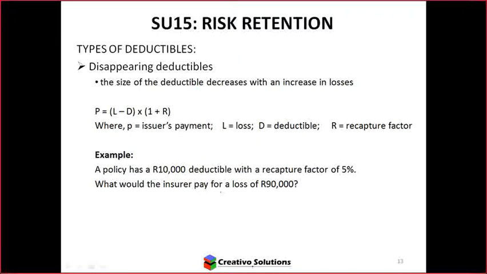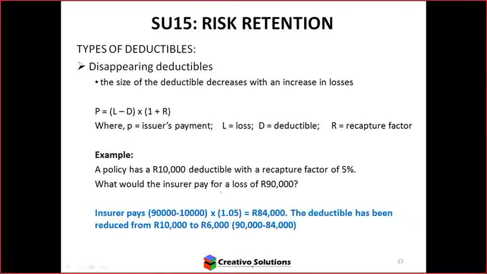This is a disappearing deductible, meaning the deductible will be affected. So what does the insurer pay? Well, 90,000 minus 10,000, because the deductible was 10. So anything in excess of 10 will be paid by the insurer. Do you agree? Yes. Then we need to look at the recapture factor. If I multiply that by 1,05, which is 5%, the deductible has been reduced from 10,000 to 6,000.